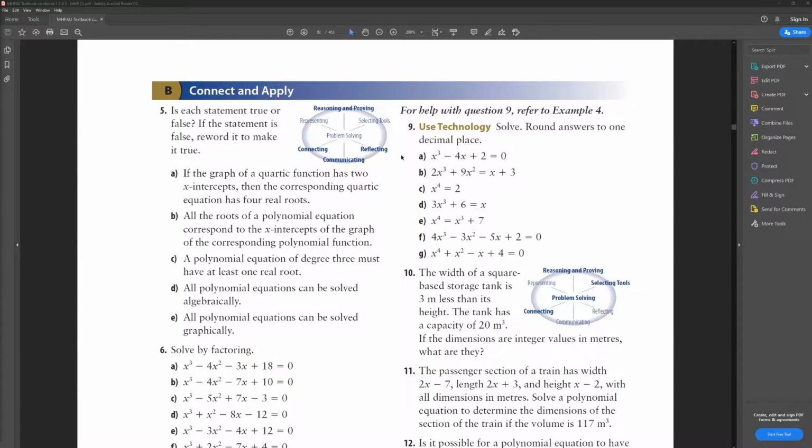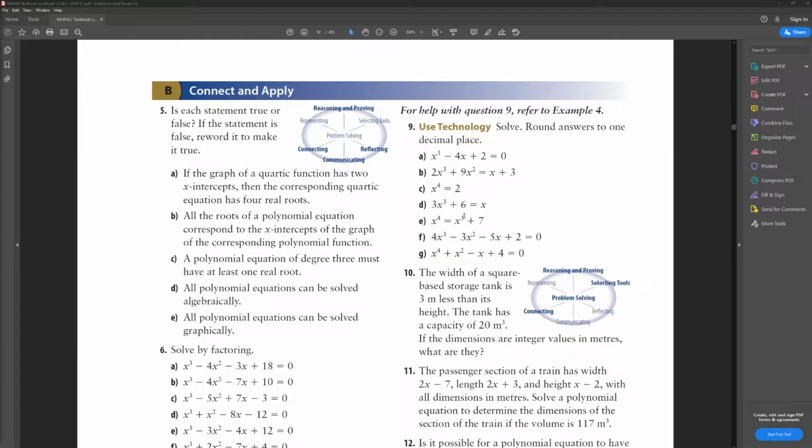B, all the roots of a polynomial equation correspond to the x-intercepts of the graph of the corresponding polynomial function. That is true. C, a polynomial equation of degree 3 must have at least one real root. Okay, so of degree 3 means that it would pass through the x-axis at least once, so that is true. So I guess it is correct.